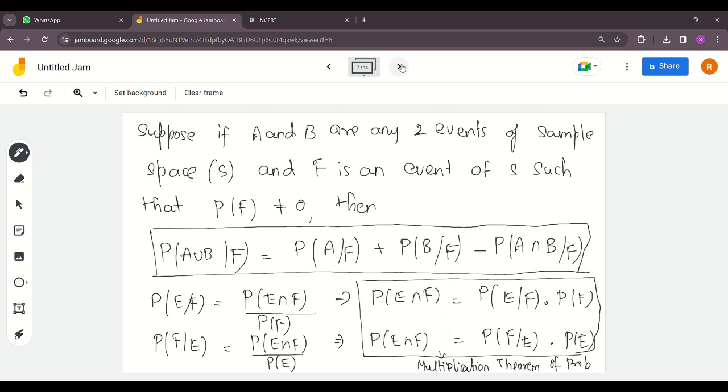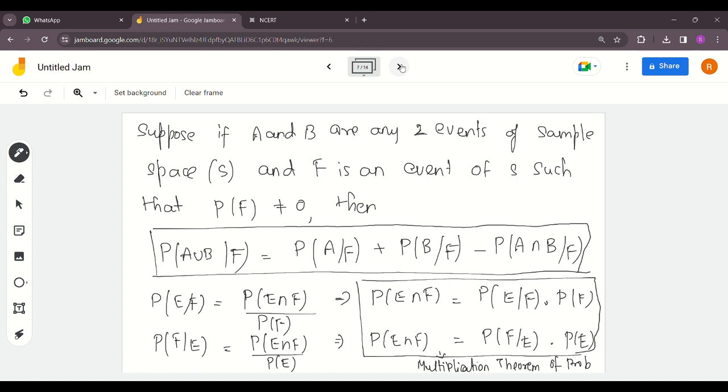Why? Because from the addition theorem of probability, P of A union B equals P of A plus P of B minus P of A intersection B. That's why it is coming like this. So P of A union B bar F equals P of A bar F plus P of B bar F minus P of A intersection B bar F.